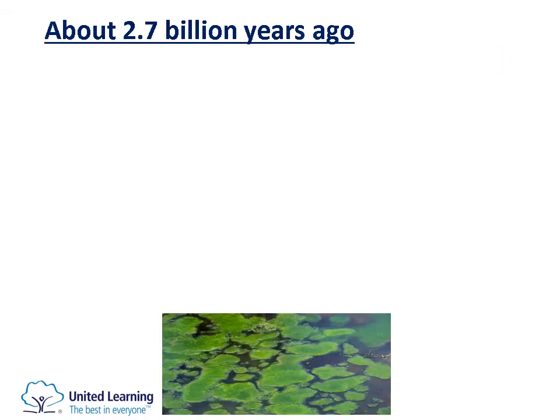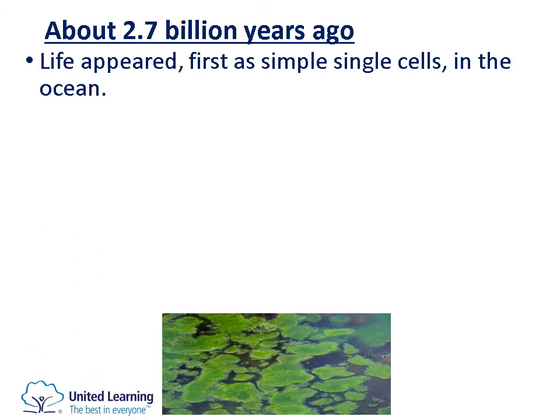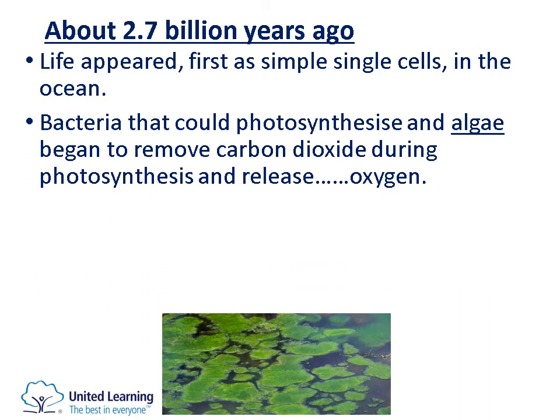We're still talking a long way in the past at this point. We're talking nearly 3 billion years ago. This is when the first life was able to evolve, because the Earth had cooled down enough. We've now got water, we've got less carbon dioxide in the air. We're not talking life as we know it now, we're talking simple single-celled organisms like bacteria. So the bacteria could photosynthesize, and algae, which is a very simple organism as well, began to remove more carbon dioxide through the process of photosynthesis, and that gradually released oxygen.